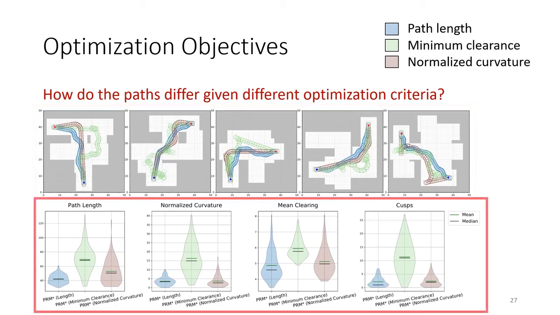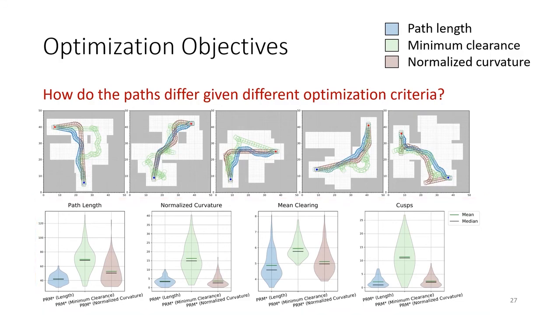In the bottom row, we report the statistical results from PRM star using these 3 different objectives. The figure indicates that maximizing the minimum clearing distance indeed increases the clearance compared to minimizing the path length or normalized curvature, but also increases the number of cusps substantially. Minimizing the normalized curvature, on the other hand, decreases the curvature slightly compared to minimizing the path length.